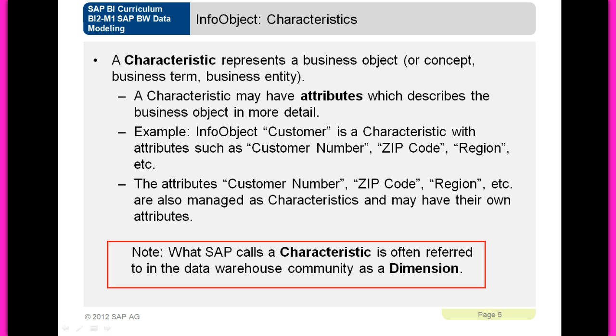Objects are business entities or something about which we store data, for example, customer. So, if a customer is a business object, then its attributes, that means what describes the customer, such as customer zip code, region, etc., are called characteristics. In dimensional modeling, characteristics are similar to dimensions.